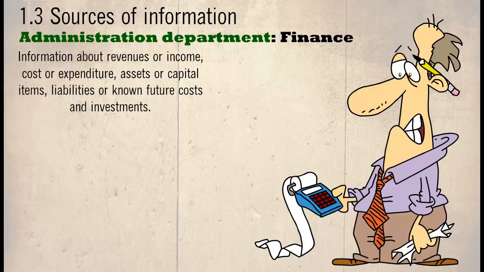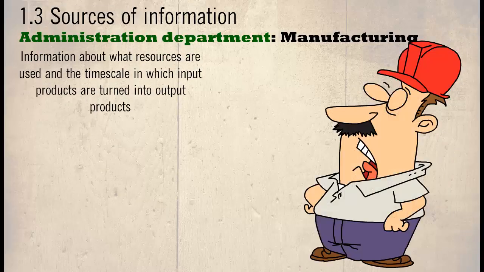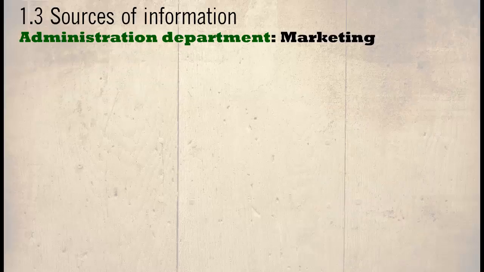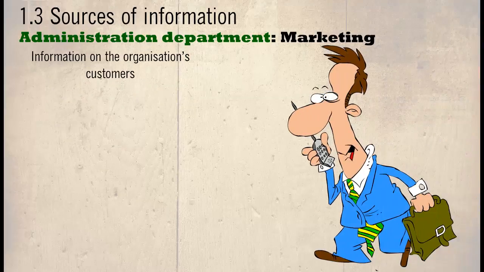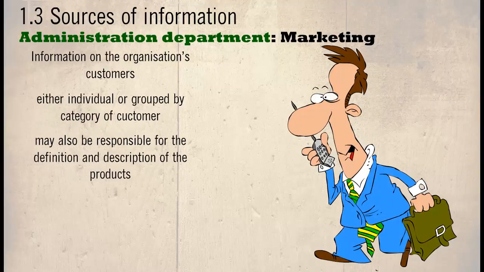Manufacturing department. Information about what resources are used and the timescale in which input products are turned into output products. Marketing department. Information on the organisation's customers, either individual or grouped by category of customer. May also be responsible for the definition and description of the products and how these are grouped as brands.